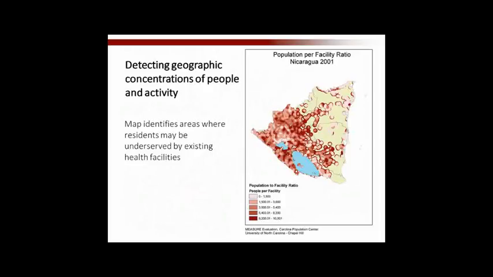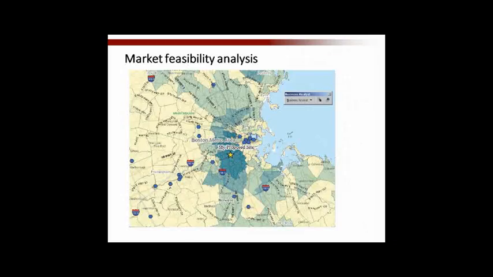Detecting geographic concentrations of people or activity. This is areas where residents are underserved by existing facilities. This is also really useful for crime mapping. This is called hotspot analysis. You can do market feasibility analysis, looking at a proposed site for a business and looking at areas and different types of customers that you might serve.